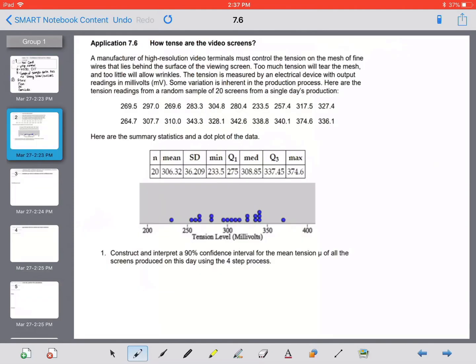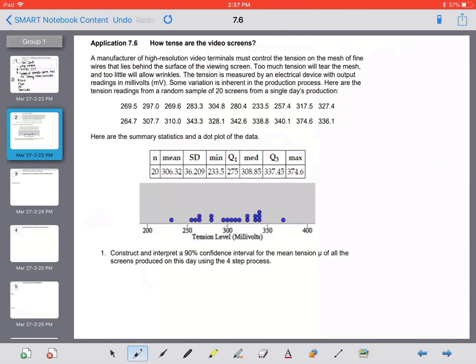So how tense are the video screens? A manufacturer of high-resolution video terminals must control the tension of the mesh of fine wires that lie beneath the surface of the viewing screen. Too much tension will tear the mesh, and too little will allow wrinkles. The tension is measured by an electrical device with output readings in millivolts. Some variation is inherent in the production process. Here are the tension readings from a random sample of 20 screens from a single day's production.